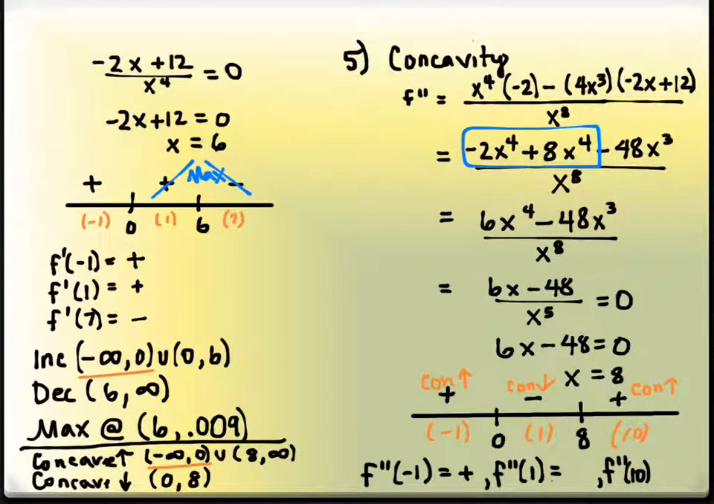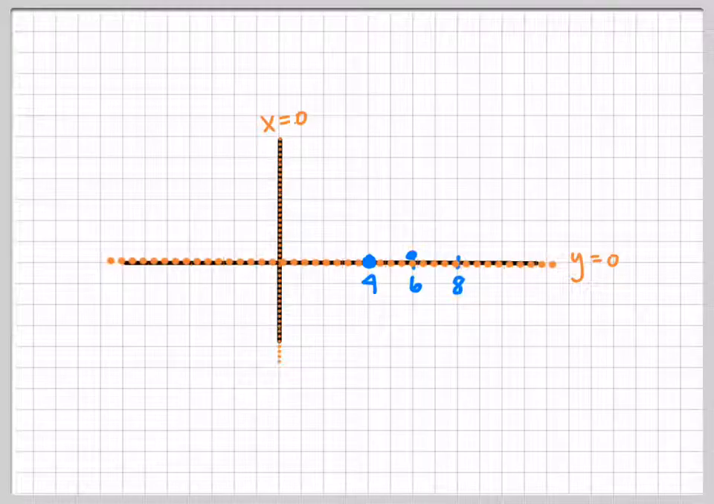And concave up. Okay, so I need to have my graph be both increasing and concave up between negative infinity and 0. So what's that going to look like for it to be increasing and concave up? Like this, right? Okay, so my graph will look something like this over here. That is increasing and it is concave up, happening between negative infinity and 0.